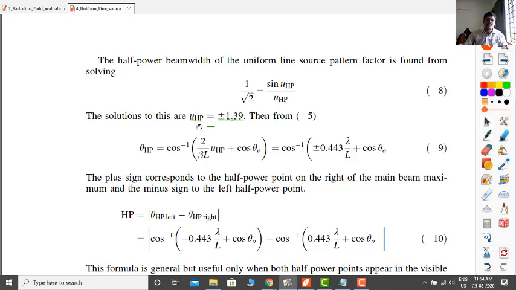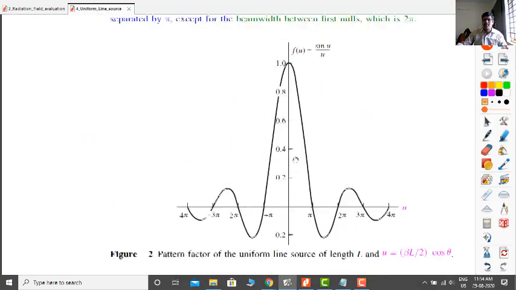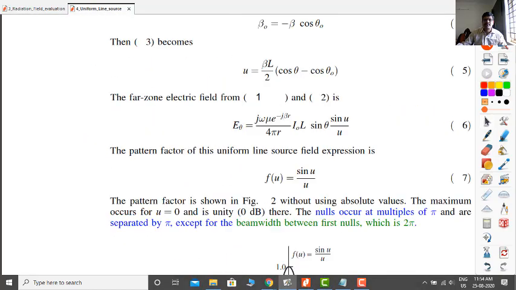So that value is plus or minus 1.39, the value predicted as mu HP equals plus or minus 1.39. If you put that value over here, we will be getting 1 by root 2. Next, we have to compute the angle theta HP, the angle at which the half power beamwidth occurs. We are going to use these equations.